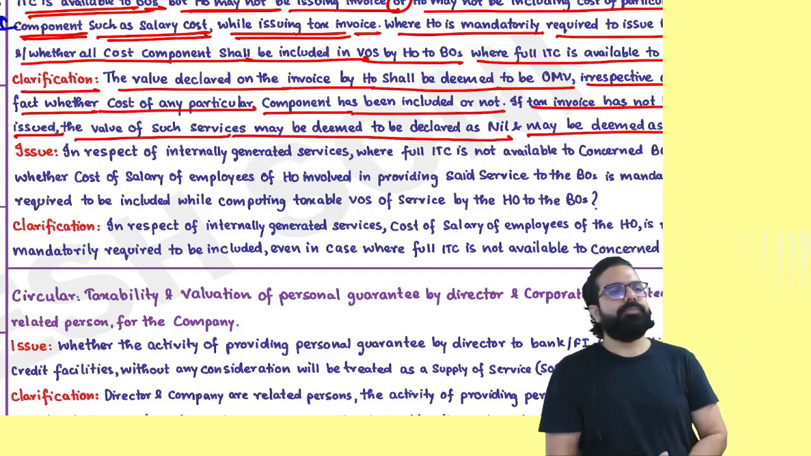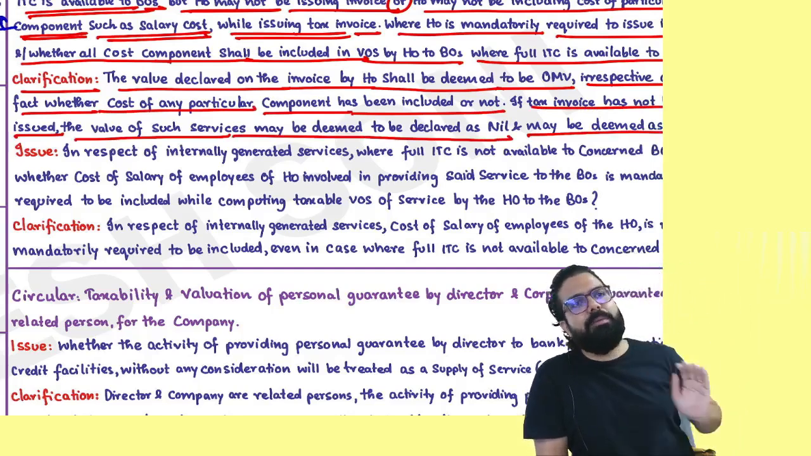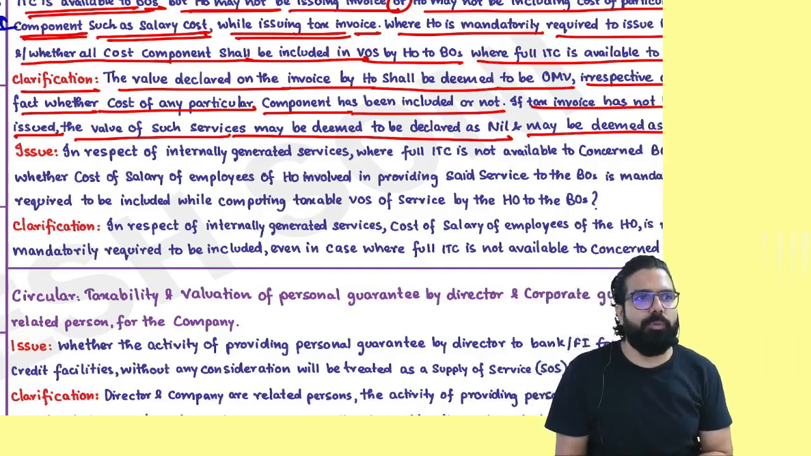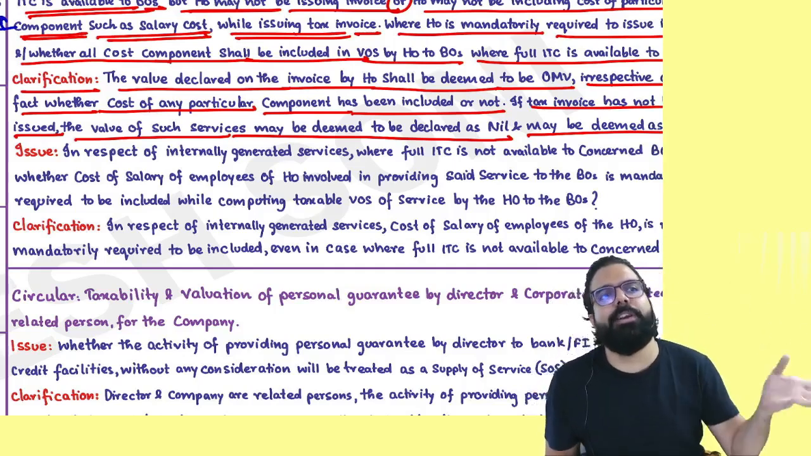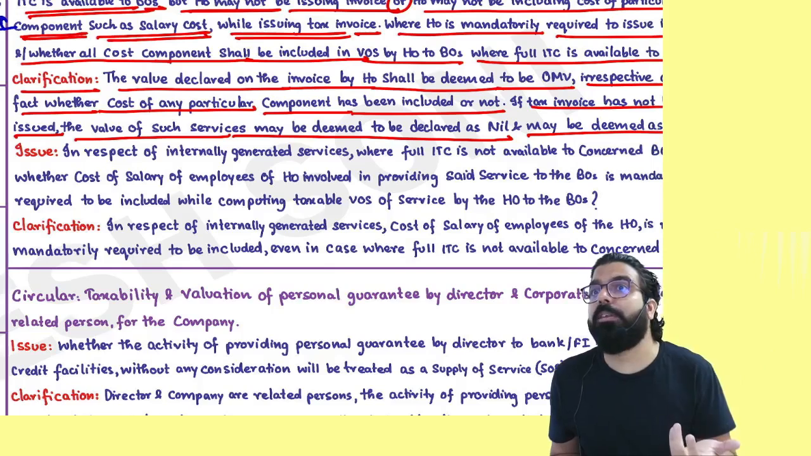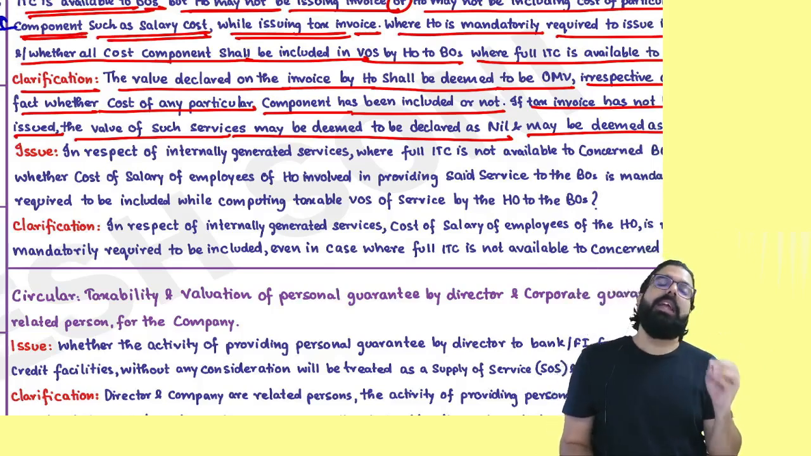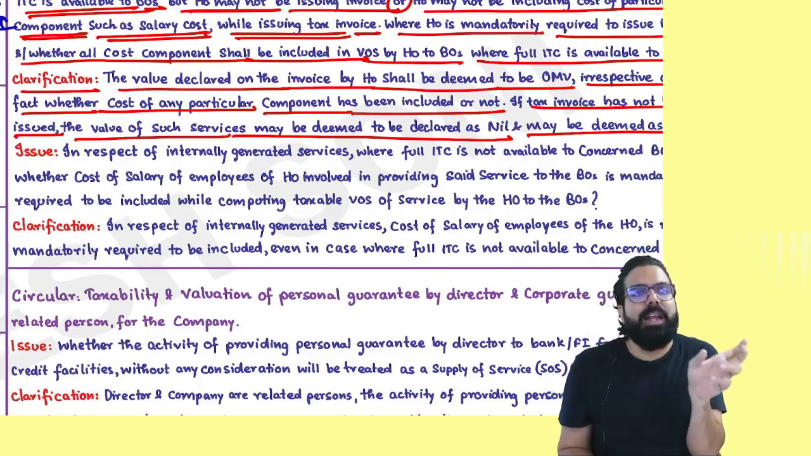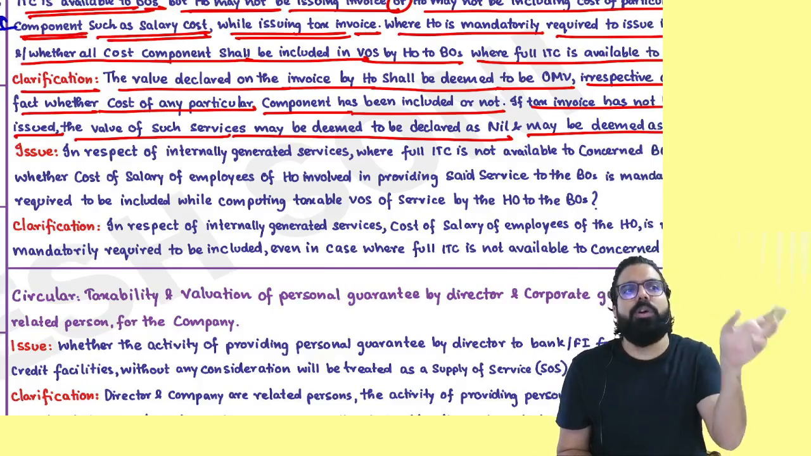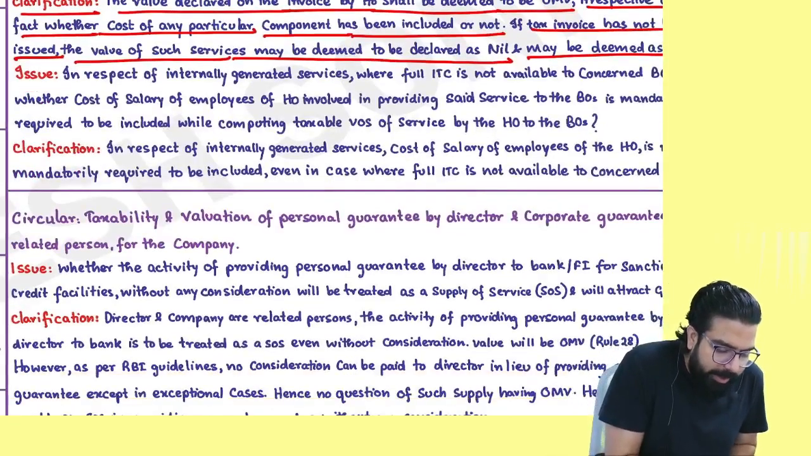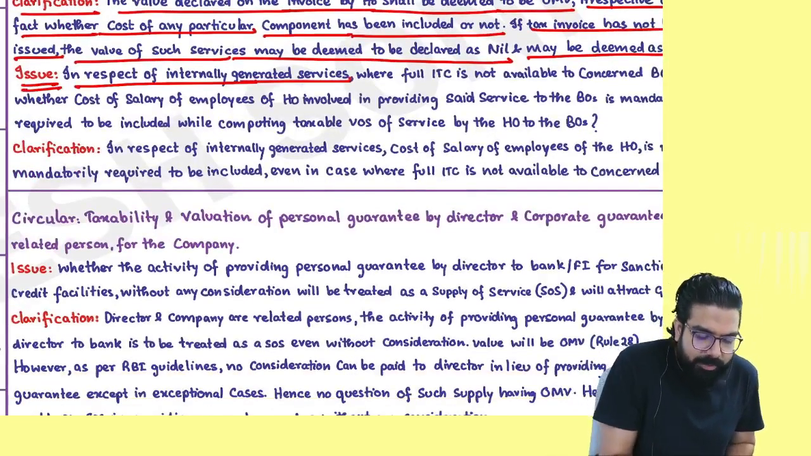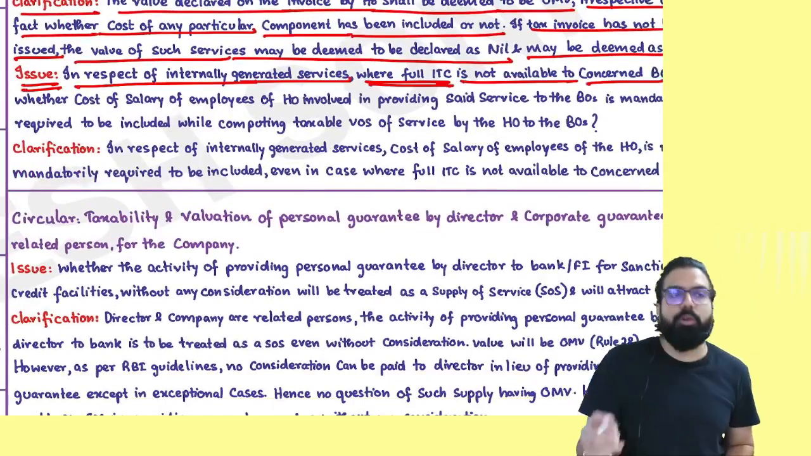Tell me one thing. My branch office is there. I went ahead and provided some services to the branch office. I did not raise the invoice. What is the value of my supply? 0. If I raise the invoice and I charge only 10 rupees, what is the value of my supply? 10 rupees. Irrespective of the fact whether I have gone ahead and included any amount or not, doesn't matter, government told. Next.